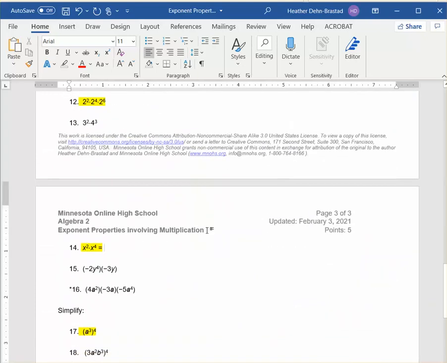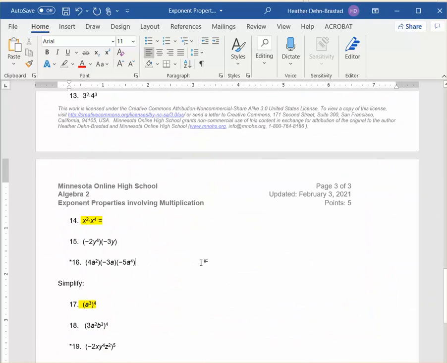Let's look at number 16. That one looks a little bit tougher. In number 16, we have 4a squared times negative 3a times negative 5a to the fourth. Well, each variable already has their exponents applied to it. We wouldn't put 4 squared because that 2 is with just the a. It's not outside the parentheses. And then we have negative 3a and negative 5a to the fourth.